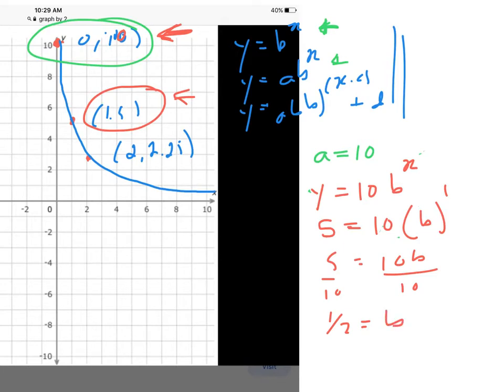So my equation for this graph is, if b is a half, y is equal to a, which is 10, times 1/2 to the power of x. So that's all that we're doing. So if I go to the next, sorry, I'm just going to pause this and go to the next.